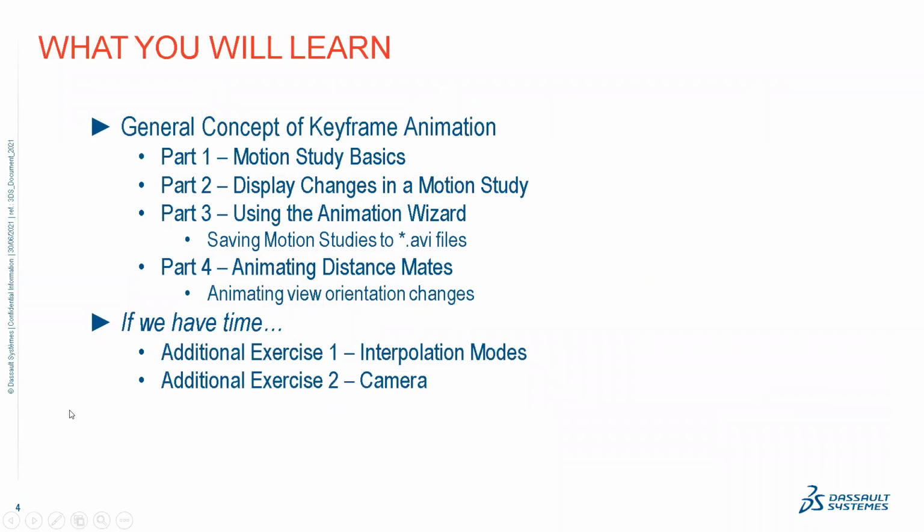So what we're going to cover today, we're going to learn the general concept of keyframe animation. Part 1 will be motion study basics. Part 2 will be display changes in the motion study. Part 3 will be using the animation wizard, and we'll show how you can save motion studies to a video file. Part 4 will be animating distance mates, and we'll also include animating view orientation changes. And if we have time, I'm not sure that we will, we'll get to 2 additional exercises. One is interpolation modes, and the second is animating using a camera.